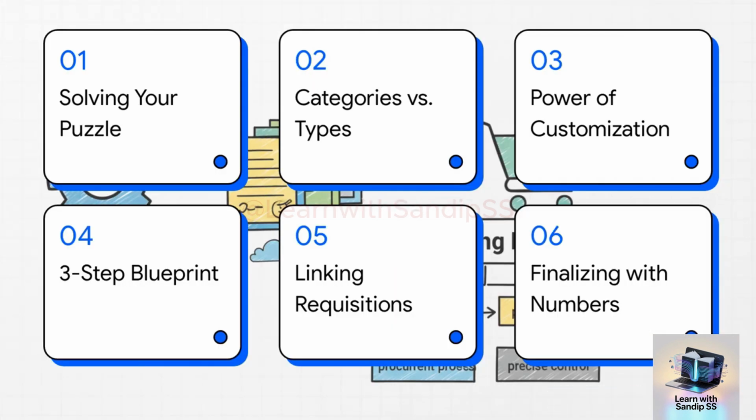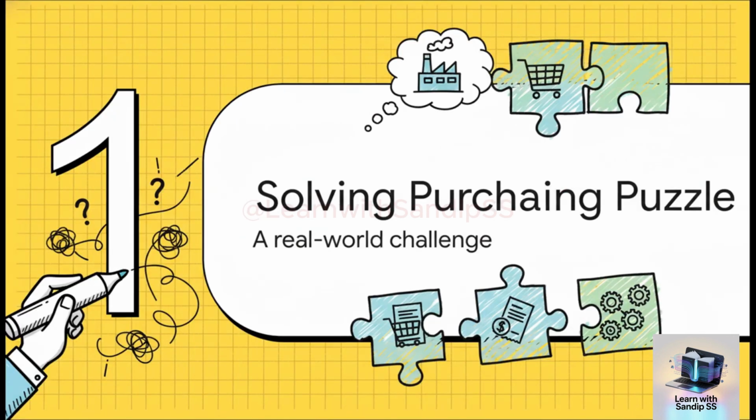So here's the game plan. We're going to start with a pretty common purchasing puzzle. Then we'll build our solution from the ground up. First, we'll get the core concepts down. That's a big one. Then we'll explore what you can really do with customization. From there, it's all practical stuff: a 3-step guide to configuration, how to link everything together, and finally, how to wrap it all up with number ranges. By the end of this, you'll have a super clear path to mastering this. All right, let's jump right in.